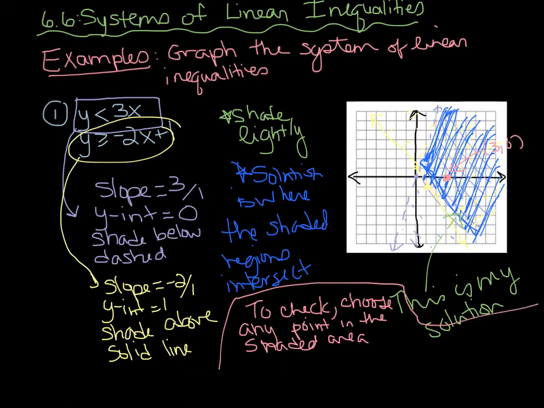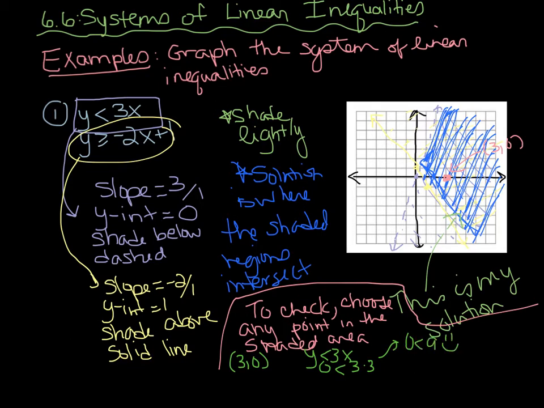So now what you're going to do is take both of your inequalities and make sure that point 3, 0 is going to work in each one of those. I'm going to start with y is less than 3x. If I choose the point 3, 0, my 3 is my x, my 0 is my y. I get 0 is less than 3 times 3. That means 0 is less than 9. So that one works. I'm happy about that.